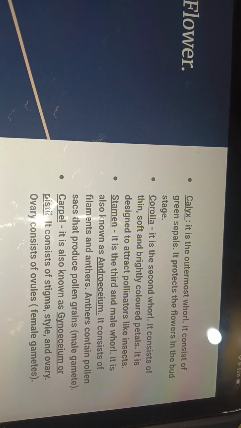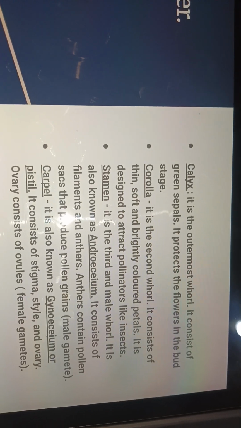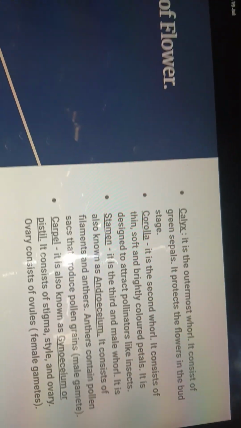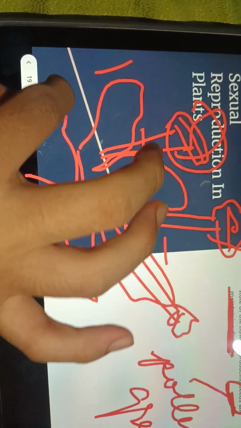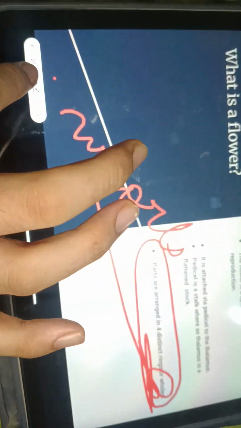Okay, calyx. What is calyx? It is the outermost whorl. It consists of green sepals. Let me check. This is a petal, right? Over here, there are green leaf-type structures. These are known as sepals. So calyx consists of sepals.